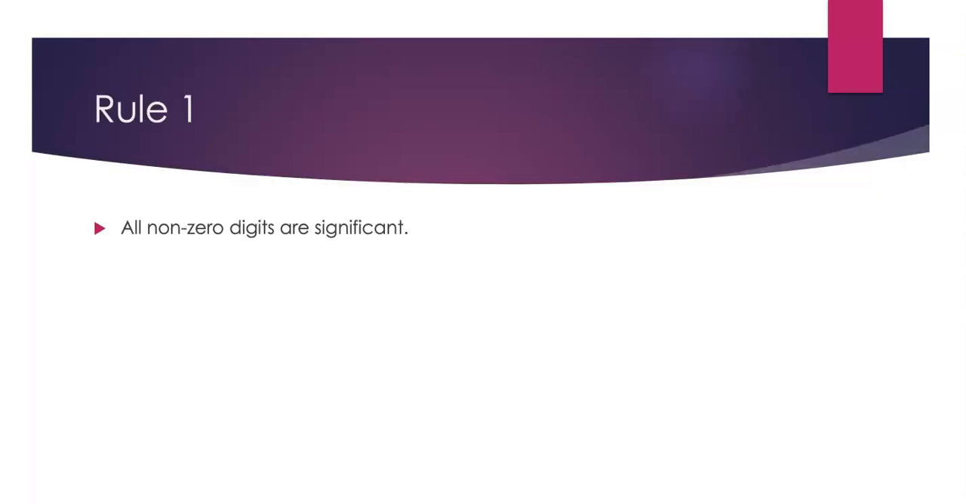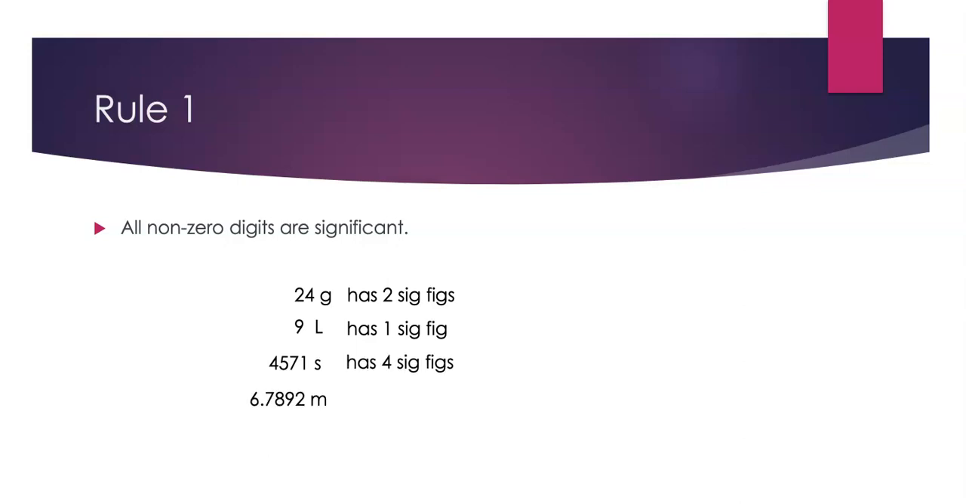Rule number one says all non-zero digits are significant in a measurement. Okay, so if it's not zero, it's significant. So the measurement 24 grams has 2 sig figs. There's 2 non-zero digits. 9 liters, 1 sig fig. 4,571 seconds, think it for yourself, right? It should be clear to you that there are 4 sig figs. 6.7892 meters, 5 sig figs.